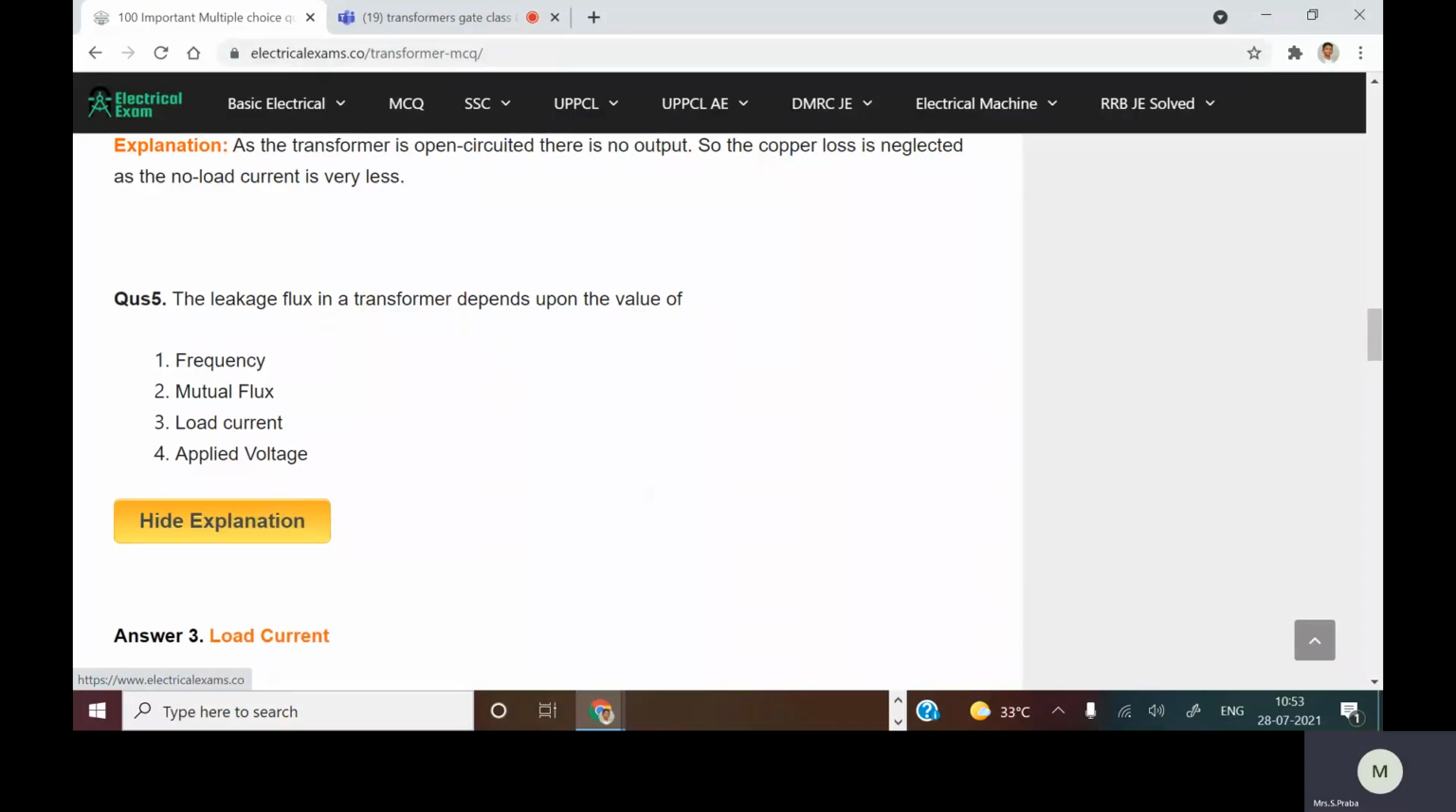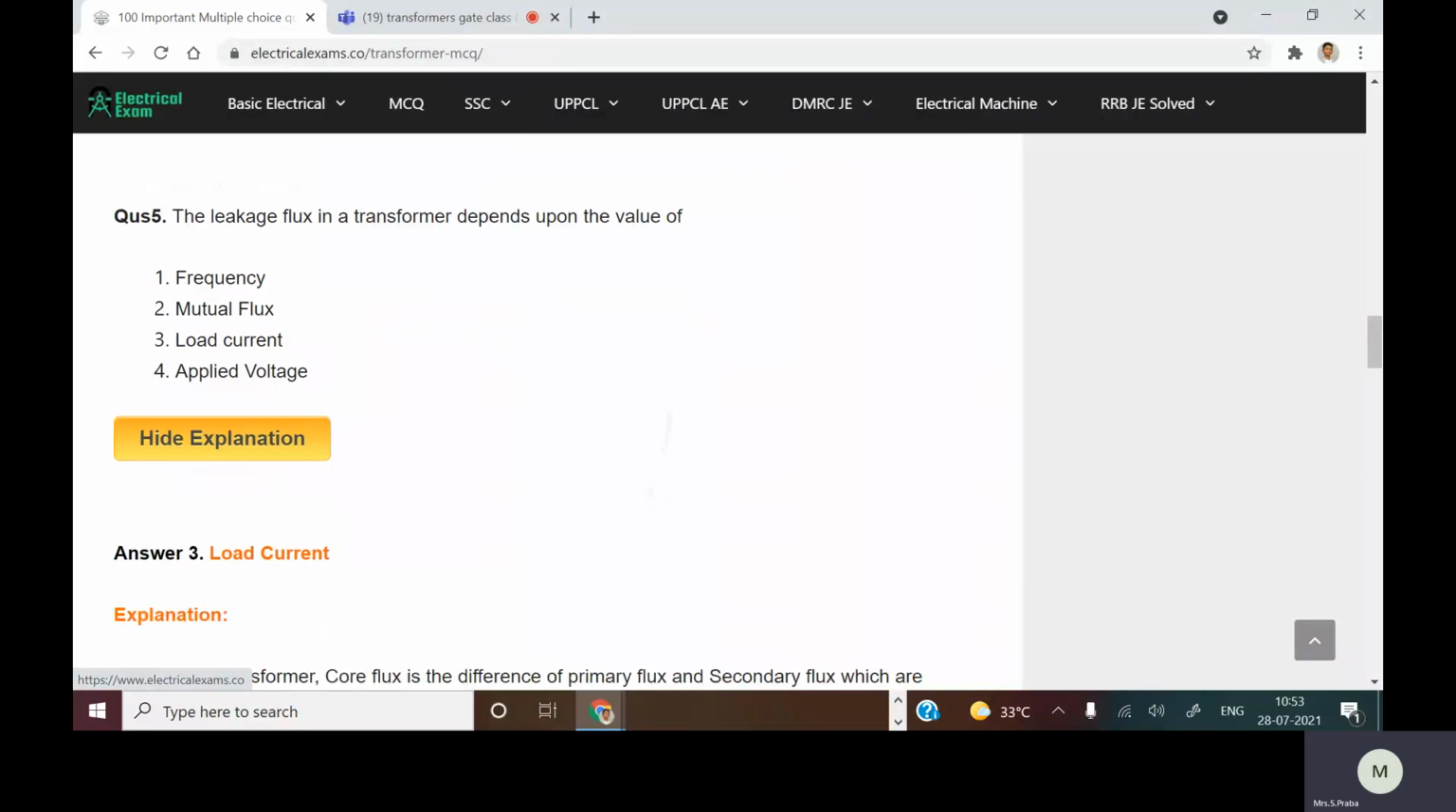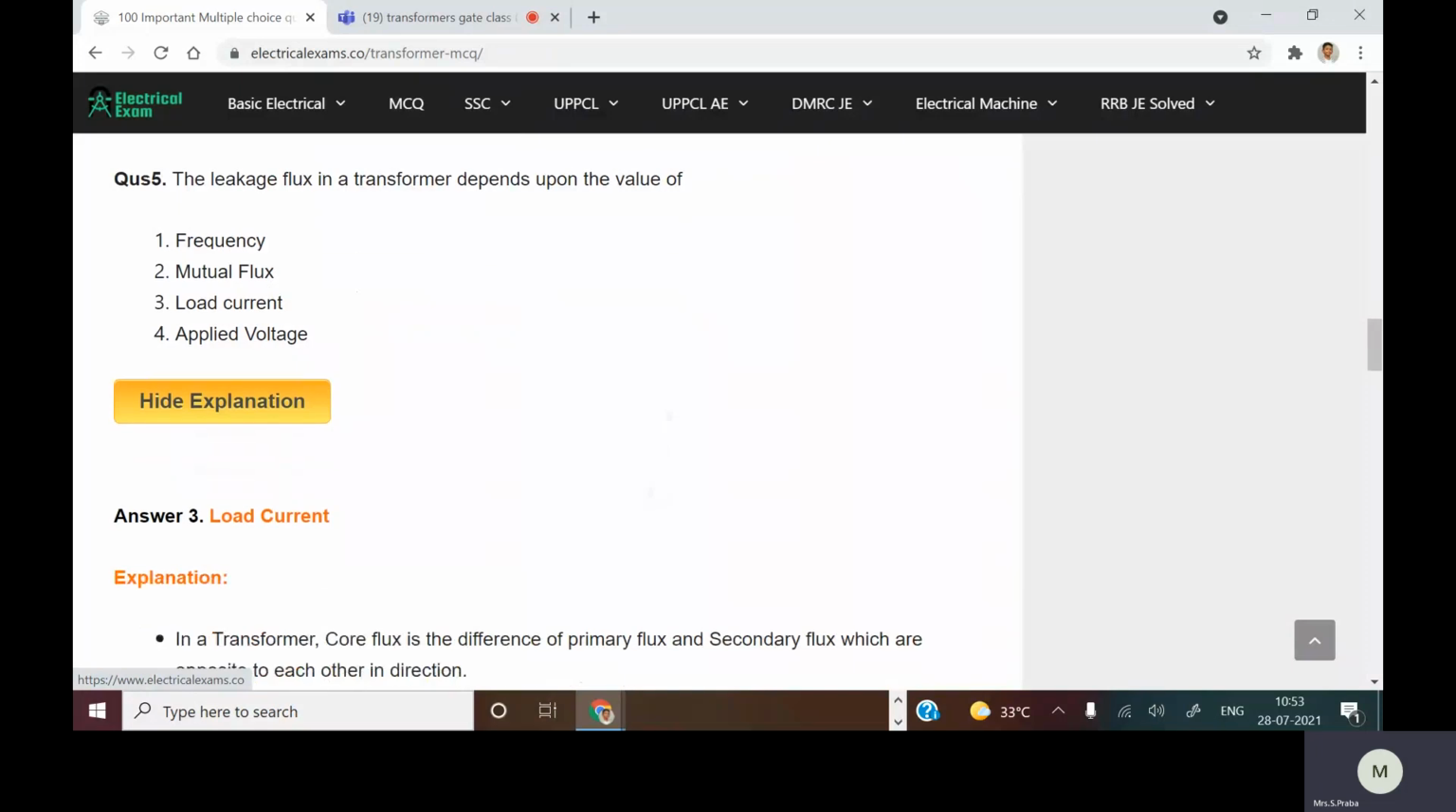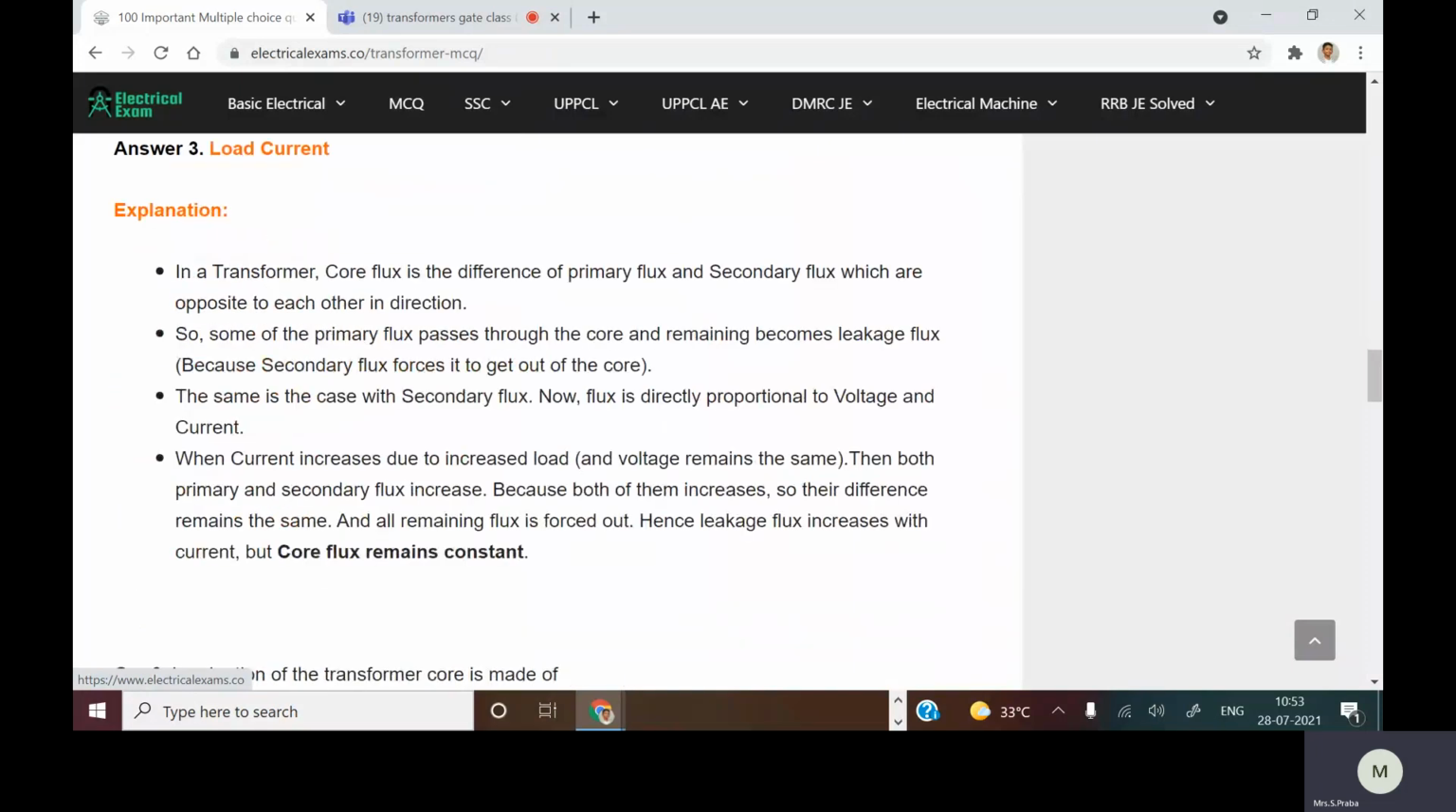Load current. The transformer core flux is the difference of the primary flux and the secondary flux, which are opposite to each other in direction. It is obvious that primary flux and secondary flux are opposite to each other in direction because of the mutual induction principle. The flow is opposed by the opposite flow. So the primary flux passes through the core, and the remaining becomes leakage flux. Once the flux passes through the core, the remaining becomes the leakage flux. The same is the case with the secondary flux.